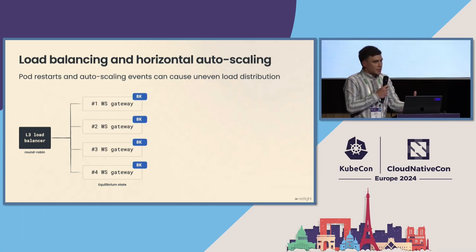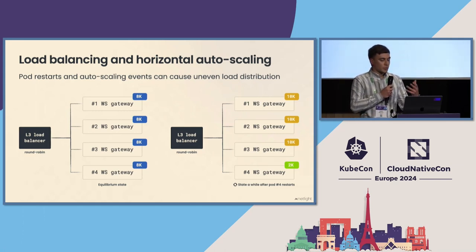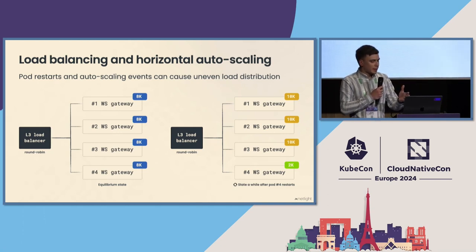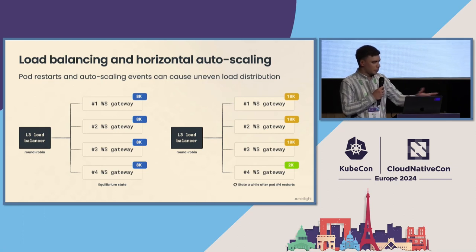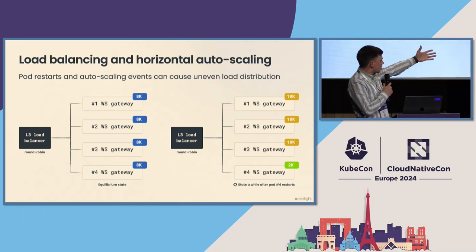But if there is a restart in one of the pods for whatever reason, or even if the HPA decides to scale up or down, this can change that situation pretty easily. Here, for example, pod number four was restarted. Those stations disconnect and then reconnect again, but the load balancer will simply redistribute those, and we'll end up with a situation like the one on the right, where some pods have more connections and some have fewer.